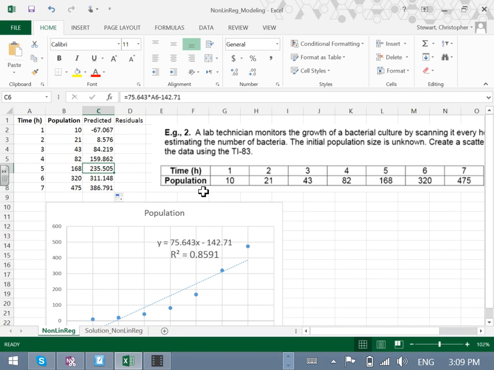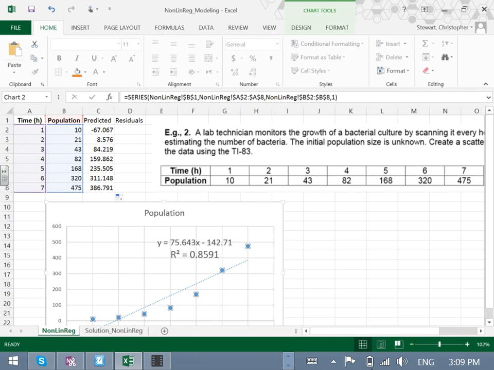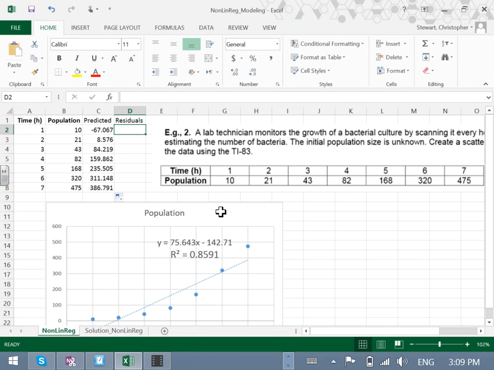So the residuals, remember, the residual is the distance between any point, say for instance this one, and the line, or this point and the line. Some will be positive residuals lying above the line, some will be negative lying below. So to get our residuals, what we need to do is take the predicted value, and we need to subtract the actual value.